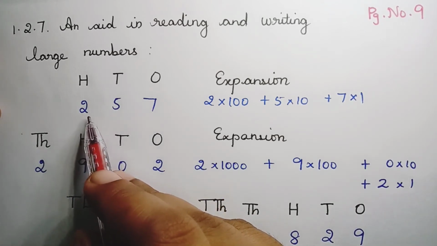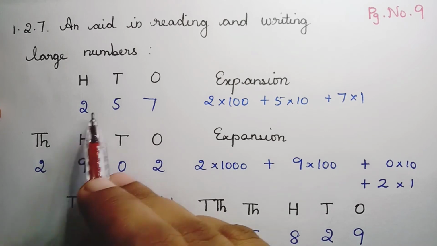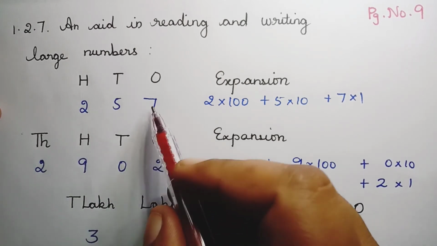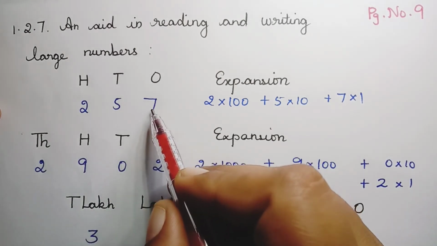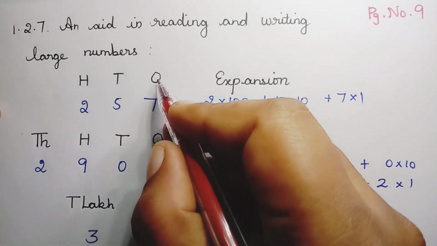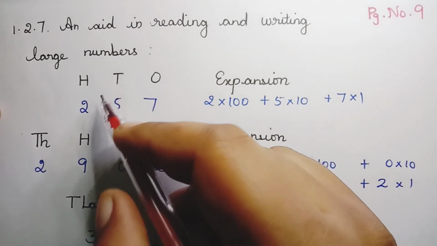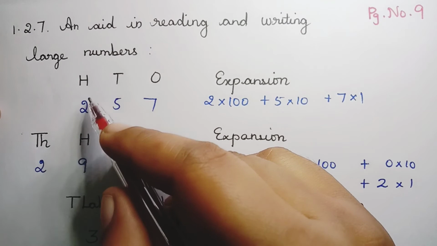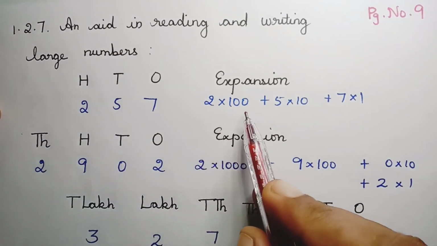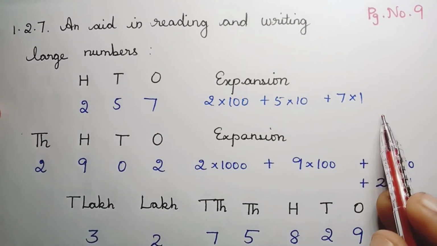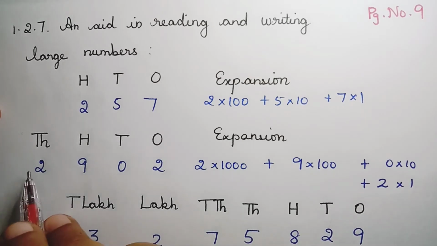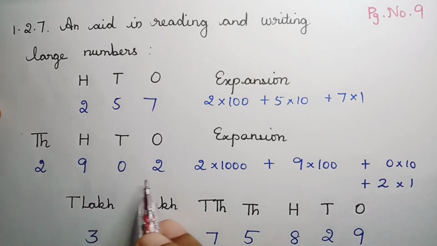So the first number is 257. Okay, so that is 257. So this last unit is ones, and this 5 is tens, and 2 is the hundreds place. Okay, when you expand, you can write it in the same way. You know this, right? Then the other number, this is 2902.